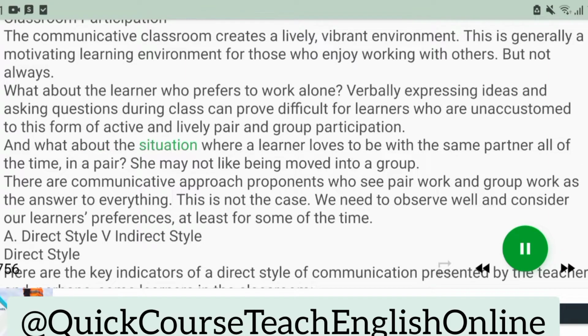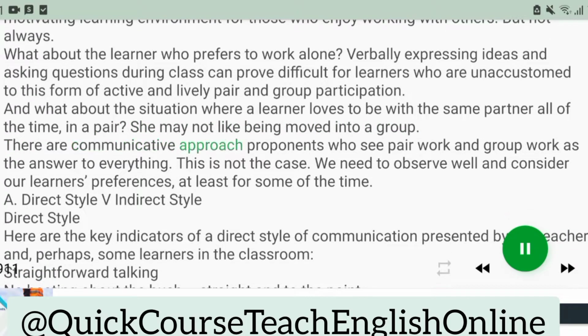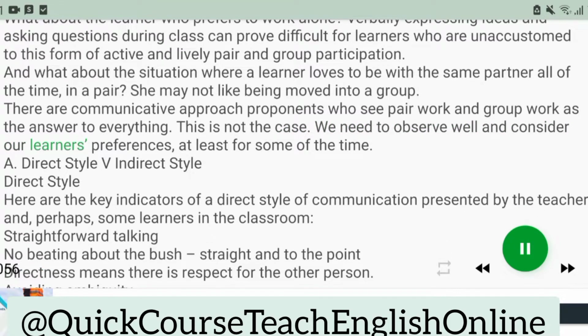And what about the situation where a learner loves to be with the same partner all of the time, in a pair? She may not like being moved into a group. There are communicative approach proponents who see pair work and group work as the answer to everything. This is not the case. We need to observe well and consider our learners' preferences, at least for some of the time.